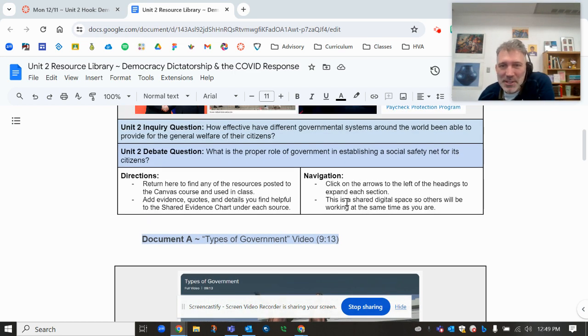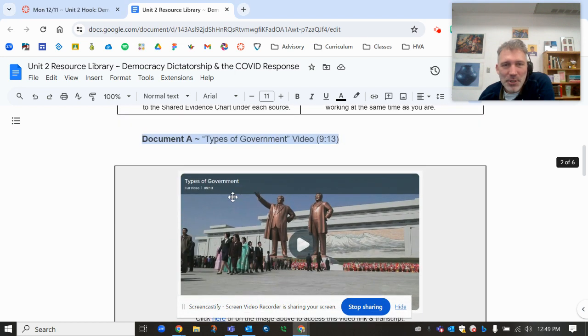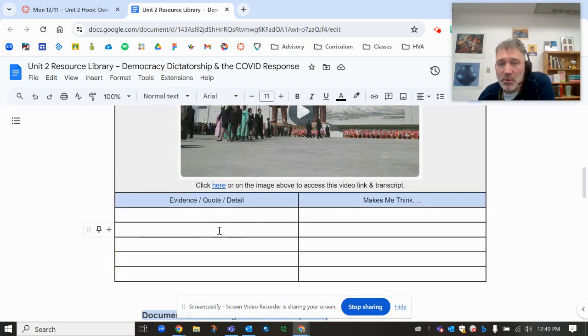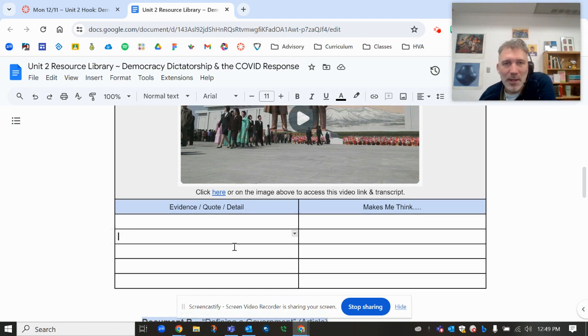Just remember this is a shared digital space. As you're typing or using it, other people might be using it too. I can always reset things from the history, so you're not going to break anything, but try not to delete someone else's work, or you might notice that someone is typing in a box, and so you're going to type down in the box below, that kind of thing.